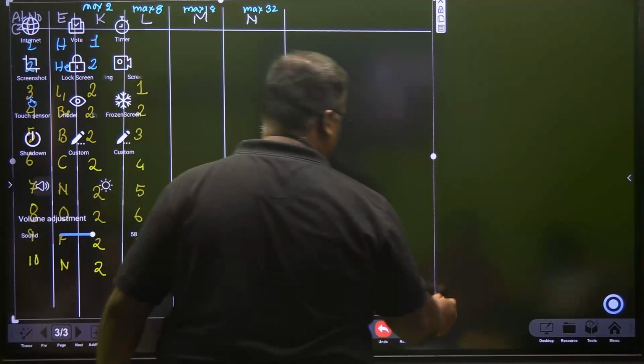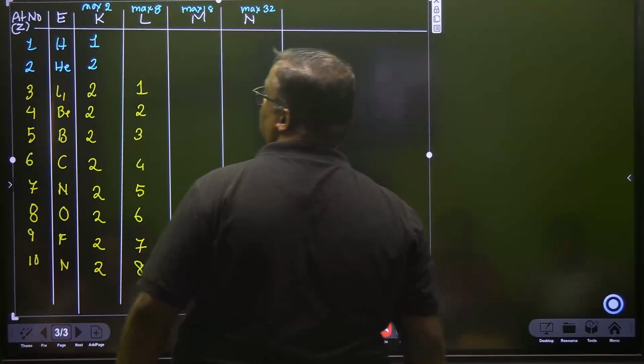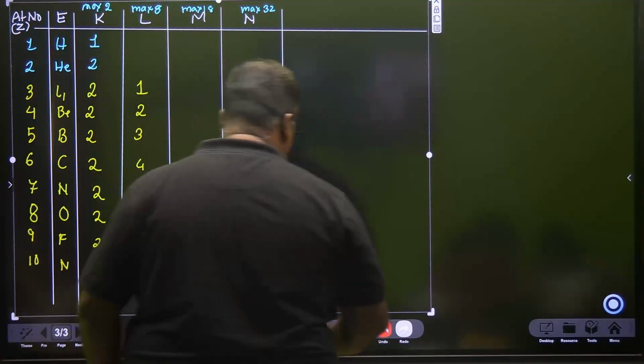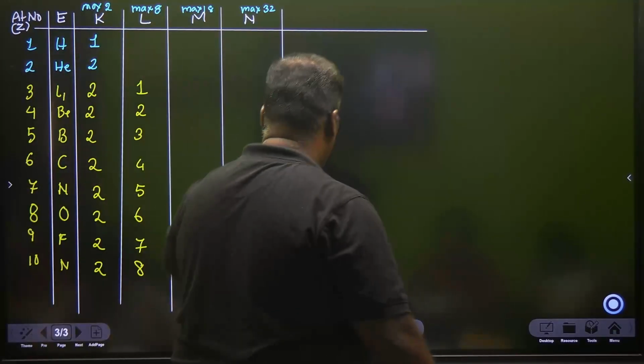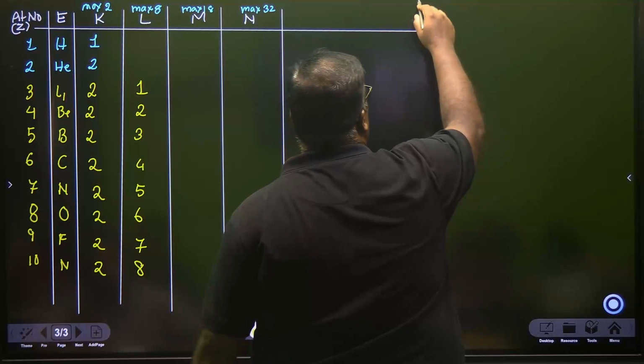I need to shrink this a bit. No, not everything got selected. That is the wrong thing with this. Okay, we can't help it. Children, you have written till here, right? Okay, I'm following again from here. Okay, wait for me a little bit.